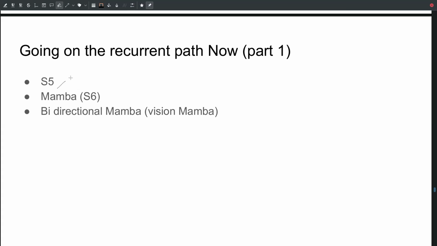So let's go with the recurrent route right now, and then we'll go for the convolution route when time is feasible, maybe in the next session. We start with S5 and S6. Eventually it is a Mamba block, and how Mamba is used in vision, and how you could use bidirectional Mamba in vision. So we'll come to that.